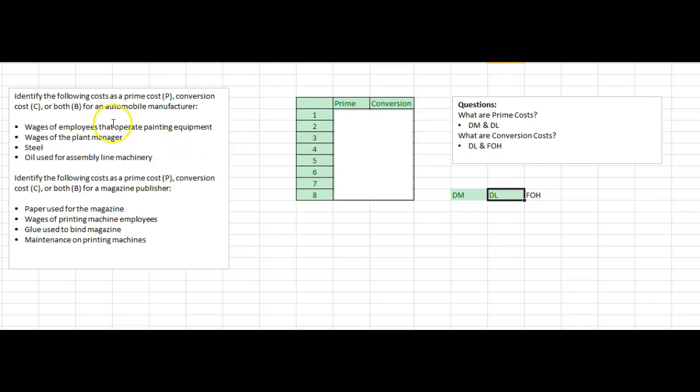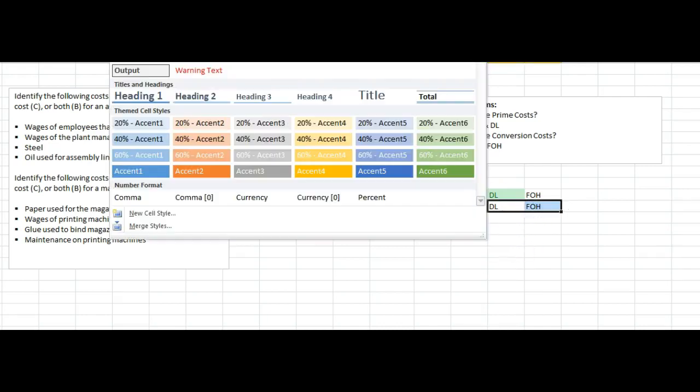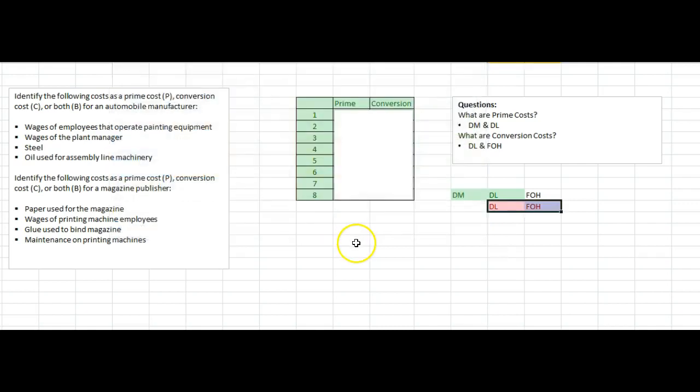So let's look over here. Wages of the employees that operate the paint equipment. So what do you think those might be? Well, it's a direct labor, and it's definitely a prime cost. It's also a factory overhead. So I guess it might be easier if I did this and did this. And we'll tie those two together so you've got a visual. So that one is going to be both.